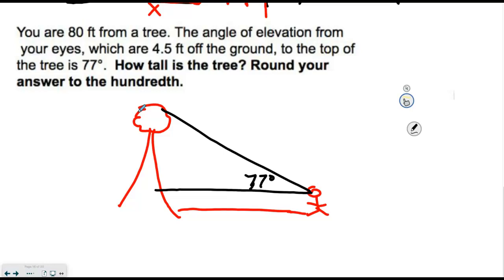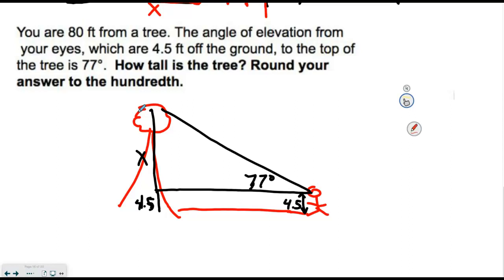It also says my eyes are 4.5 feet off the ground. So this is 4.5 feet, and so is this distance right here. I'm going to label this x, and I'm going to know that when I find it, I need to add that eye level height of 4.5 feet onto it. All right, so let's take a look at what else we have here.